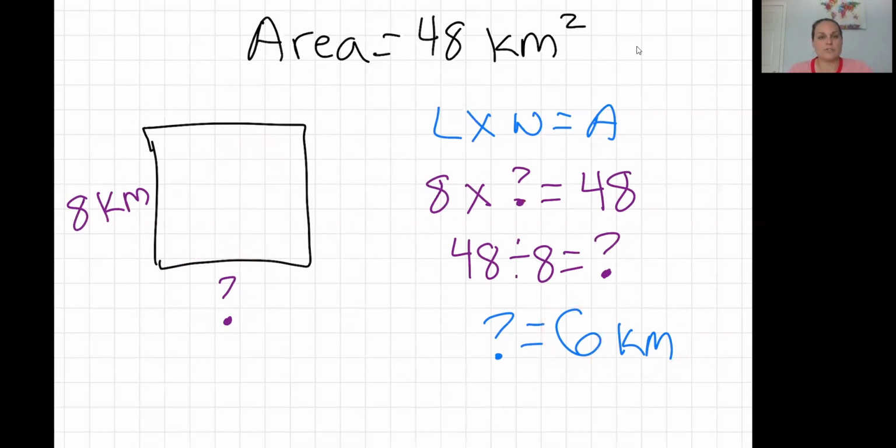So make sure that when you're doing your area equations that you're careful to see what pieces you have. Do you have your length and width to be able to just multiply and find your area? Or do you have only one side and your area, and you might need to do some division to find that missing side length? So be careful and don't get tricked, and don't forget your units or your units squared.